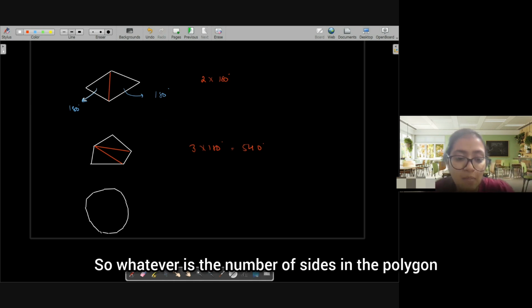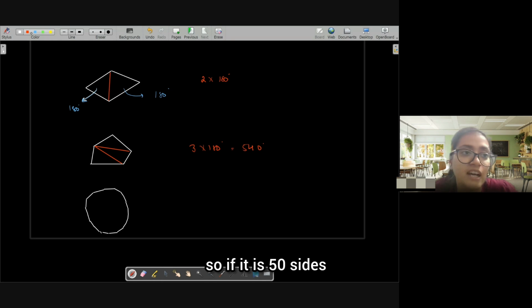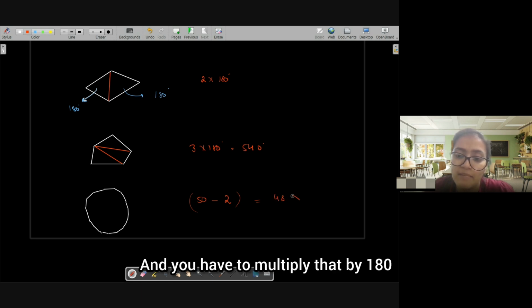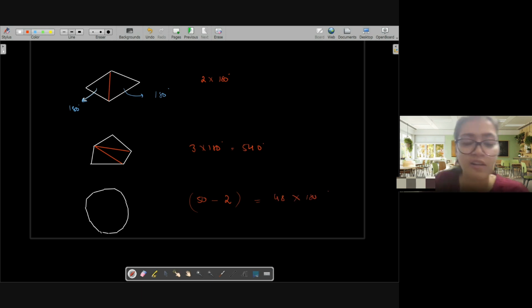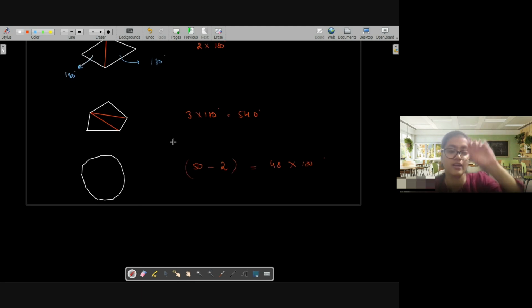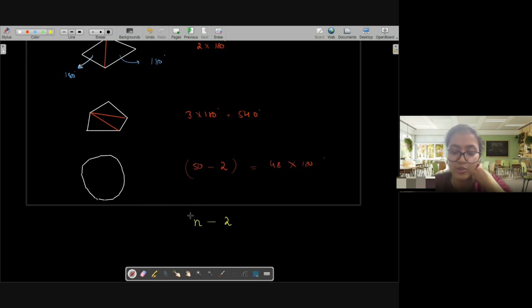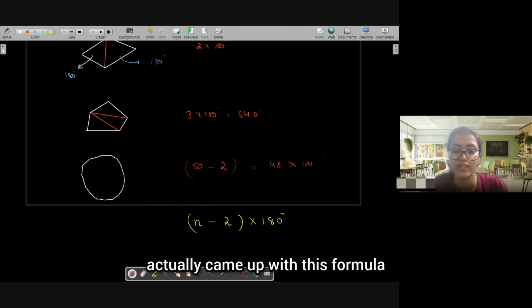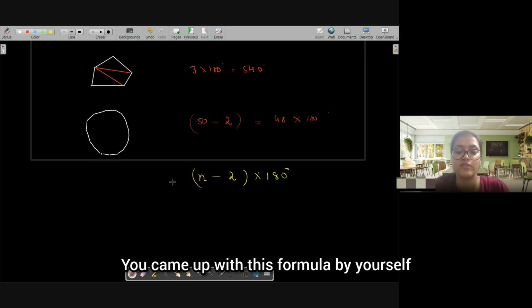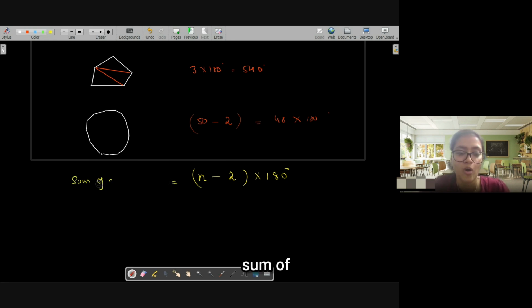So whatever is the number of sides in a polygon, if it is 50 sides, you have to do 50 minus 2. That gives us 48. And you have to multiply that by 180. So we have a formula, Megan, for an n-sided polygon. If you have a polygon with n sides, the sum of its interior angles is given by n minus 2 times 180 degrees. And I'm so happy that you actually came up with this formula by yourself. So this is the sum of all the interior angles of a polygon.